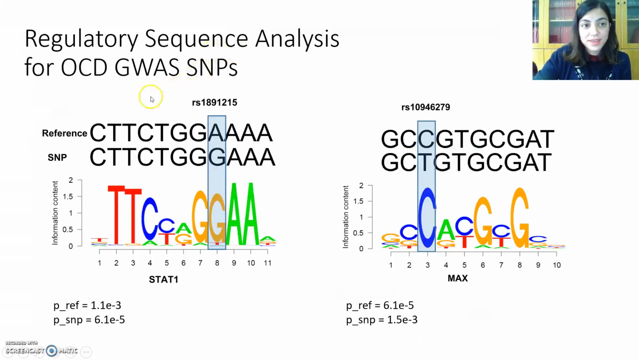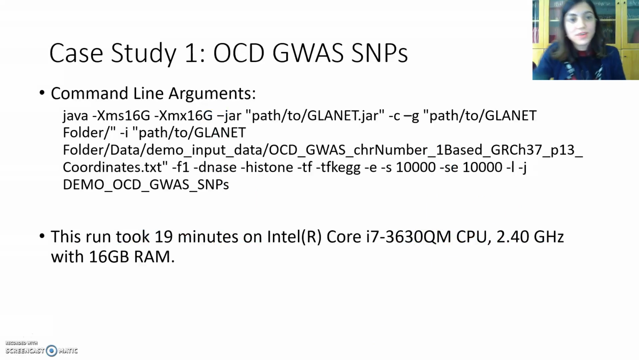Here are two results coming from regulatory sequence analysis of OCD GWAS SNPs. On the left-hand side, there is a SNP with this RSID, which has an overlap with STAT1 transcription factor. As the nucleotide changes from A to G, we have a better match with this STAT1 position frequency matrix, and therefore this is reflected with a smaller p-value for the SNP sequence. In contrast, on the right-hand side, for this SNP, which has an overlap with MAX transcription factor, as the nucleotide changes from C to T, it potentially disrupts the TF binding, which is reflected with a higher p-value for the SNP sequence. And now let's go on with our case studies.